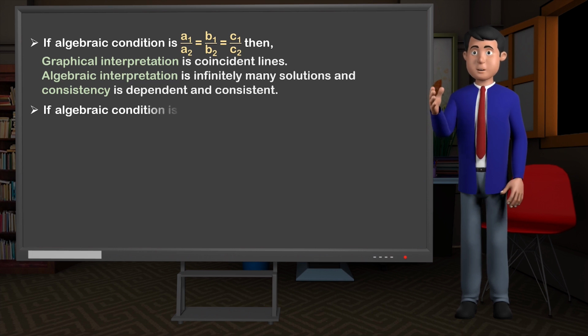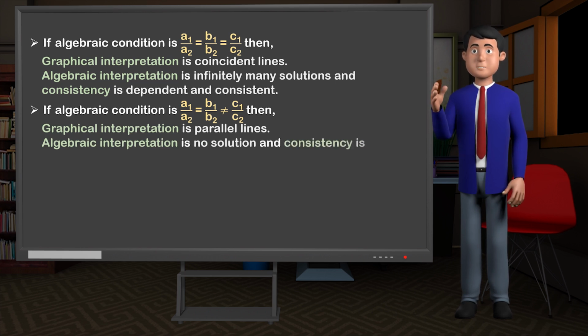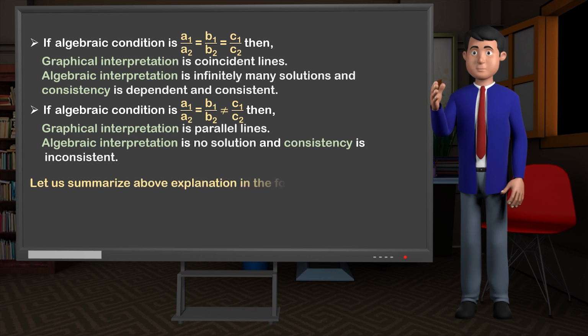If the algebraic condition is a1 by a2 is equal to b1 by b2 is not equal to c1 by c2, then the graphical interpretation is parallel lines. Algebraic interpretation is no solution and consistency is inconsistent. Let us summarize the above explanation in the following table.